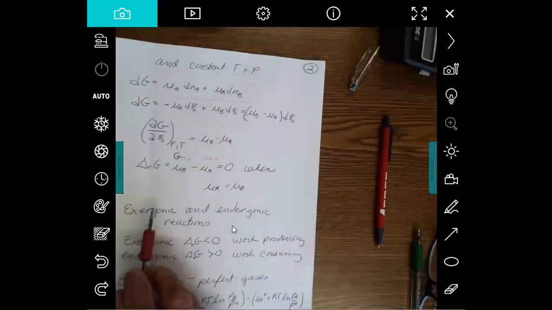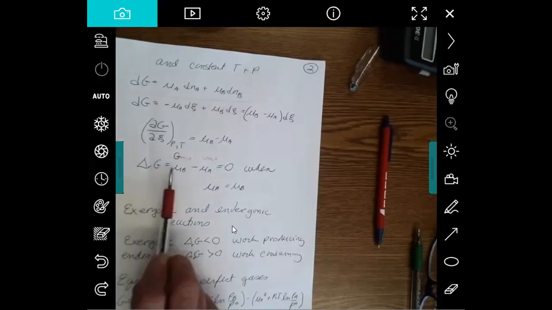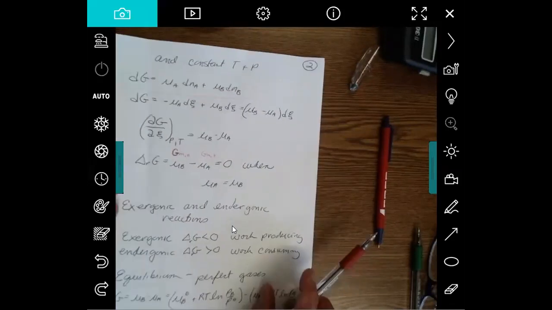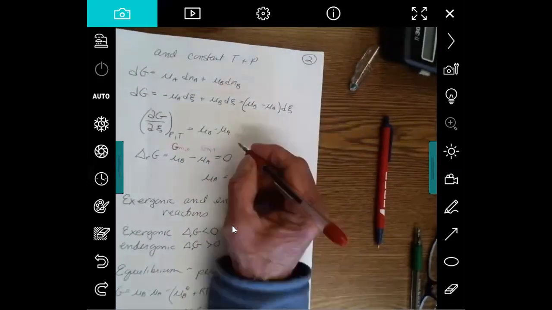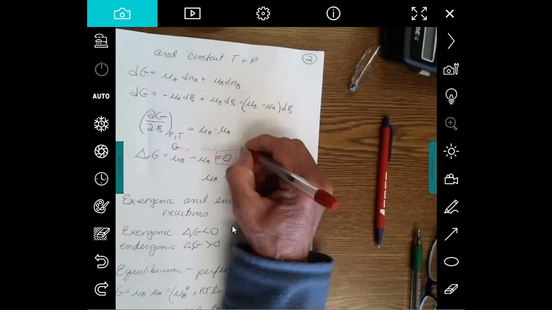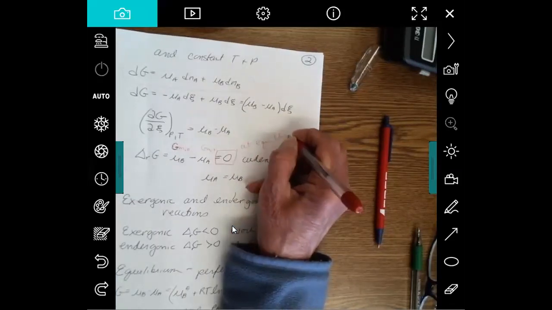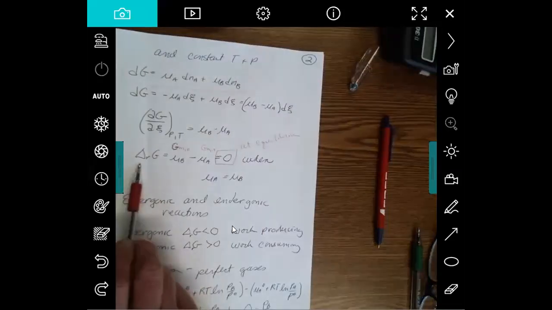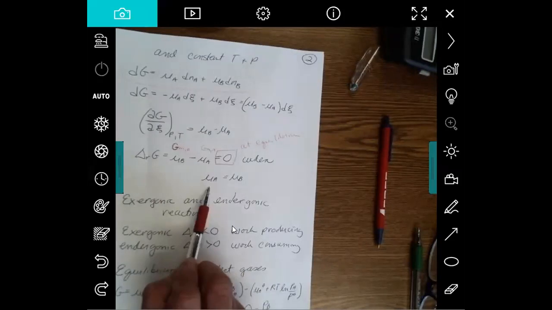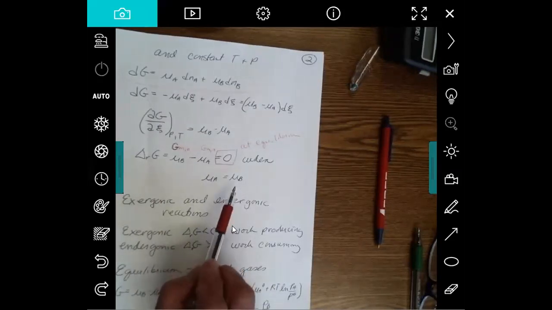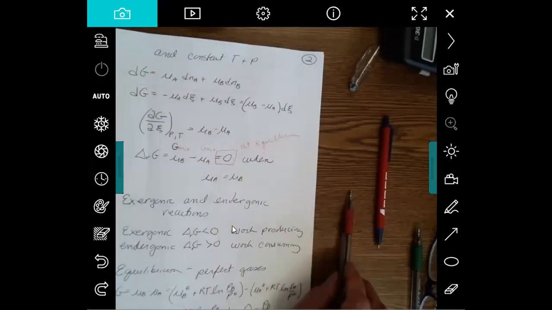So in the process of the reaction taking place, the change in Gibbs free energy for the reaction is the difference between the chemical potential of B and A. And so when we reach equilibrium, then we know that in order to have the delta G equal to 0, that must mean that the chemical potential of A at the equilibrium composition is equal to the chemical potential of B at that same composition.